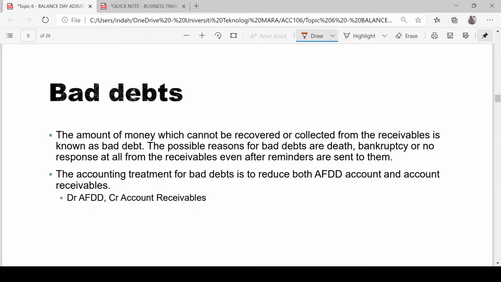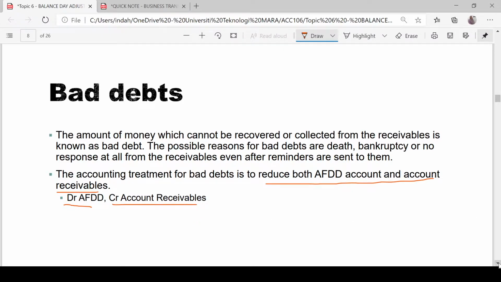So what is the treatment for bad debt? It is to reduce both the AFDD account and account receivable. How to reduce the AFDD account? The AFDD account basically has a credit balance, so to reduce it we are going to debit AFDD, and then we are going to credit account receivable. As simple as that.